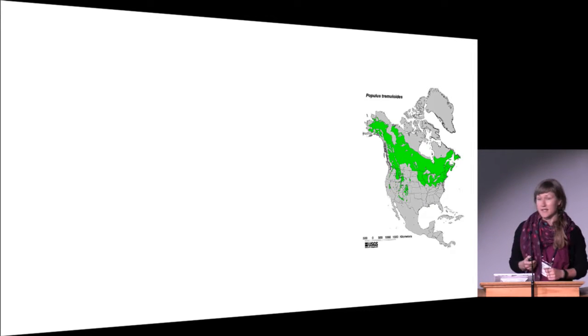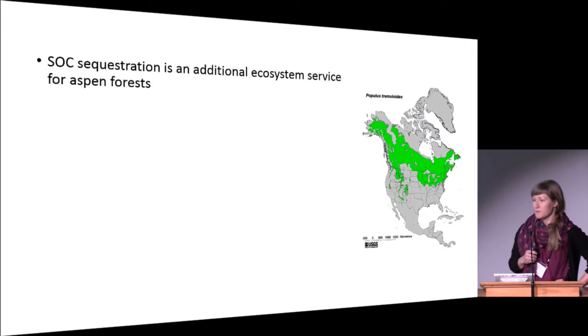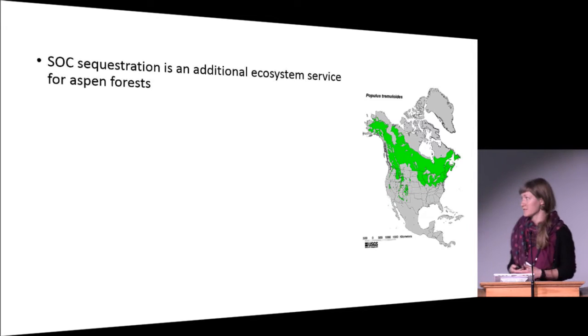And so aspen, as I said, are the most widespread tree species in North America. This is the distribution range. Based on our findings, I think we can say that soil organic carbon sequestration is an additional ecosystem service we can attribute to aspen.